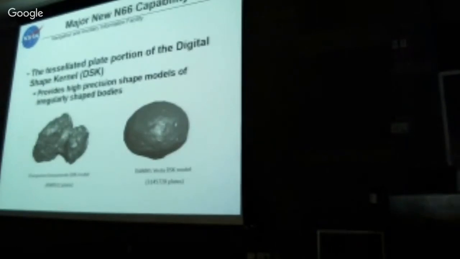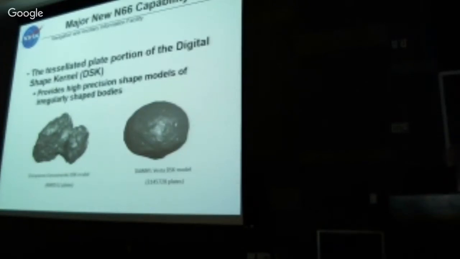One of the major new N66 capabilities is the tessellated plate portion of the Digital Shape Kernel, which provides high precision shape models of irregularly shaped bodies. The plate model is the only supported data type in the DSK subsystem right now. It models shapes of objects as collections of triangular plates, and such shape representations are also called tessellated plate models or triangular irregular networks. Such models were produced by both United States and European missions.